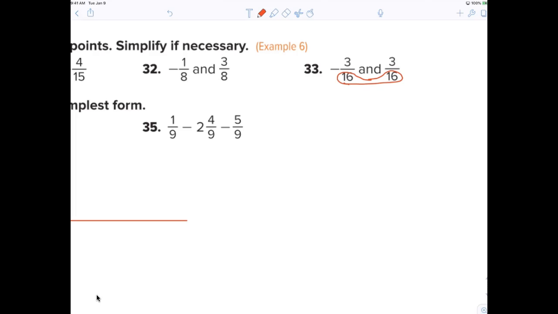From negative 3 to 3 is how much? There you go, 6. You with me on this? So it would be 6 over 16. That makes sense, right? And then reduce that to what? Beautiful, 3 over 8. Okay, I'm happy with that.